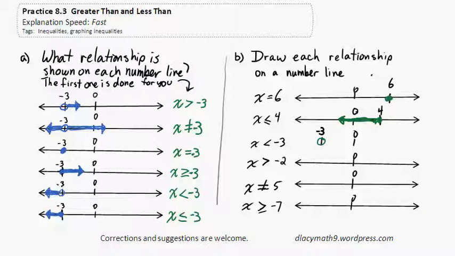X is greater than -2. So here's my -2 and open circle, and the arrow going to the right all the way to infinity, but I can't draw that far, so I'll just put an arrow on it. X is not equal to 5. So here's my 5. Open circle to not include 5, and then arrows going off in both directions.